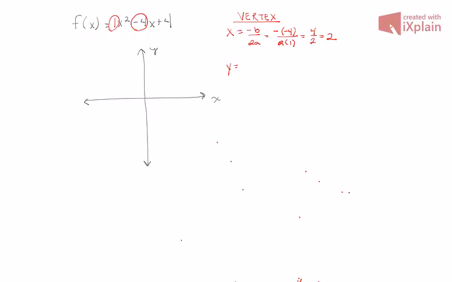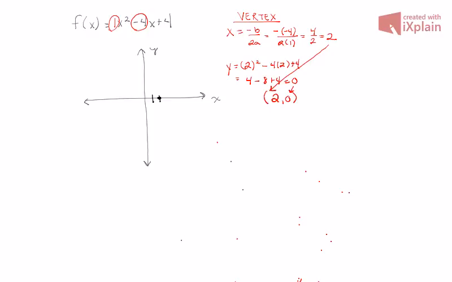So in order to find the y value for our vertex, we would plug in 2 everywhere that we see x. And that ends up being 0. So our vertex is going to be at 2, 0. Again, that's where all that information is going to be fed in. So 2, 0 is going to be located right here.